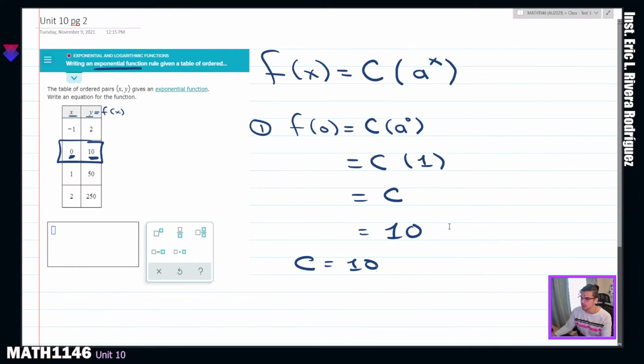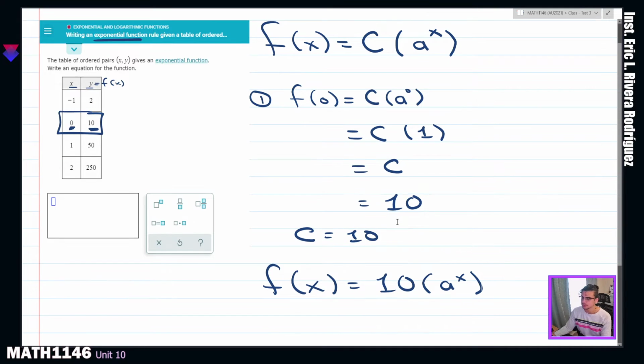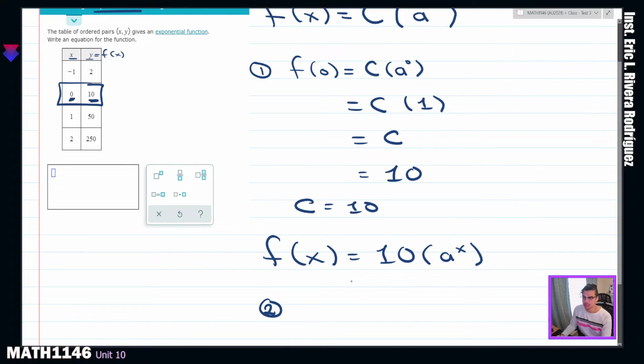So from step number 1, we got that f of x is equal to 10 times a raised to the power of x. Any question on this step? Okay, so now on the second step, the goal is to find the value of a. Since we have used 0, I'm going to use the next easier x value, which is 1. Using x equal to 1, the y value needs to be equal to 50.